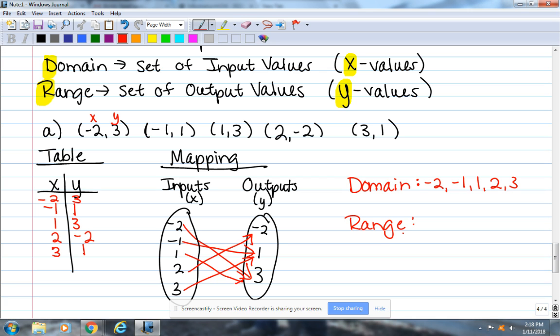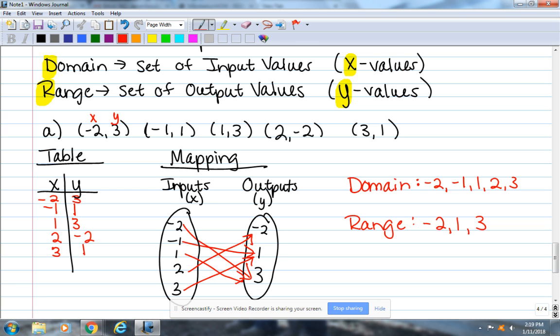So what are my y values? Well, they're all these, aren't they? Except we want to put them in order from least to greatest. And also, when you write your range, you do not have to repeat them. So if it's something that's repeated, like the 1's repeated and the 3's repeated, you only have to show them once. So the lowest number in my range is -2. And then the next lowest number is a 1, and the next one is a 3. So when you do domain and range, you put them in order from least to greatest, and you do not have to repeat them.